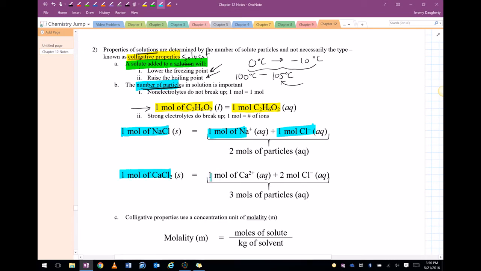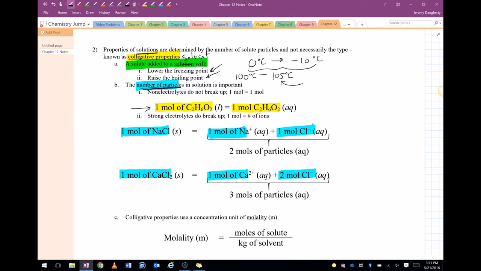Calcium chloride, I'm going to get 3 times the effect, because now I'm going to get 3 moles of particles out. So when you go to look at salt in the winter, the cheapest stuff is rock salt, which is just sodium chloride. The more expensive stuff is going to have calcium chloride or aluminum chloride. And the reason why it's more expensive is because you need less of it. It has a greater effect on the freezing point of that water.